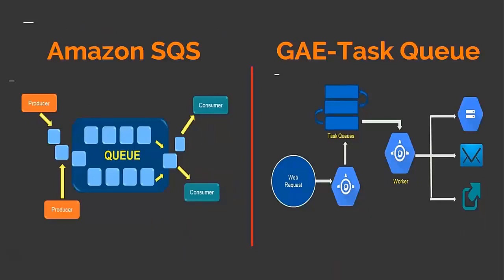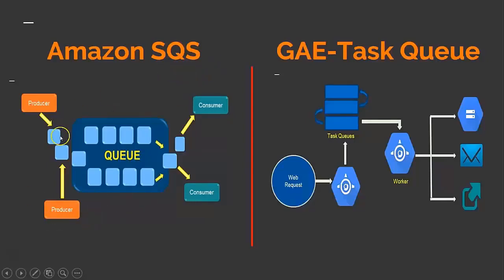If you compare this service, the Google pull queues or the Google task queue service, in Amazon you have SQS, which is called Simple Queue Service. You might have heard about SQS, the Simple Queue Service, in Amazon.